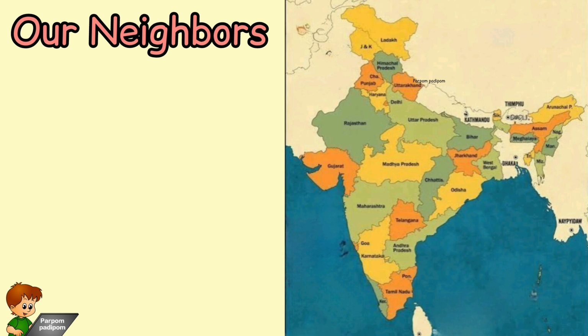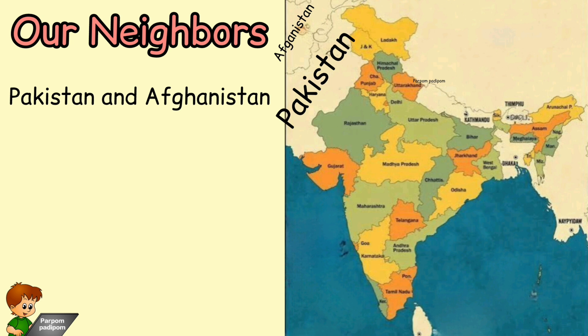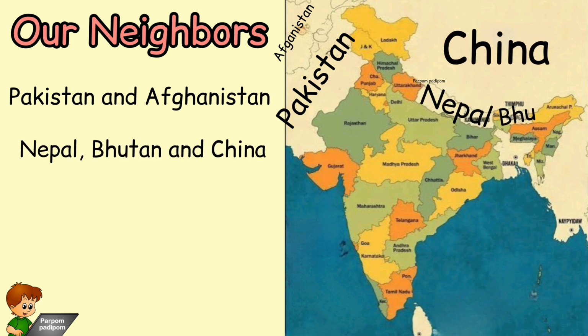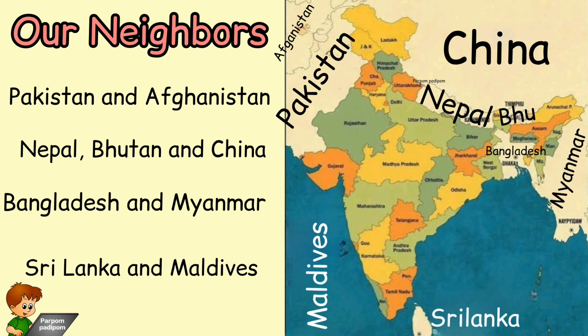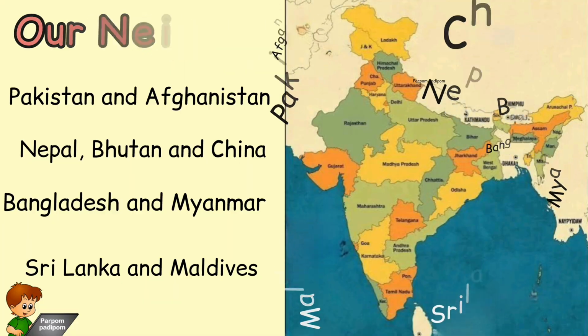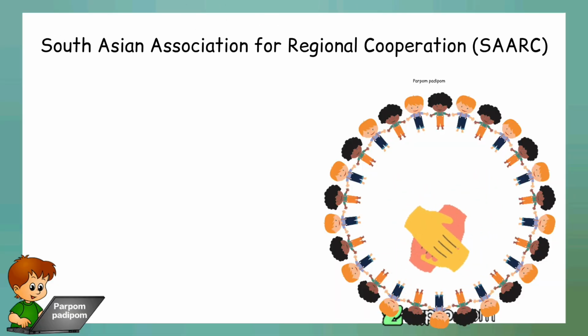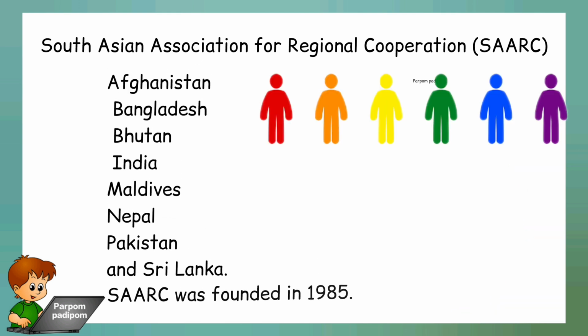Our neighbors. India shares a common boundary with Pakistan and Afghanistan in the northwest, Nepal, Bhutan, and China in the north, and Bangladesh and Myanmar in the east. Sri Lanka and the Maldives lie to the south of India. These countries are India's neighbors. To strengthen ties with its neighbors in South Asia and to promote peace and unity, India has joined hands with them to form an association called SAARC, the South Asian Association for Regional Cooperation.